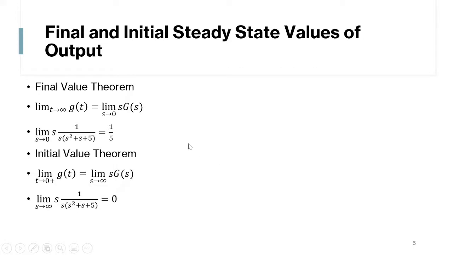Then we are going to find our final and initial steady state values of the output using the final value theorem and the initial value theorem. Using the formulas, just plug in your transfer function G(s) and find the limit according to the formula. Here we find the limit as S approaches 0, which was 1/5. For the initial value theorem, you have to use it as S approaches infinity, which gives you a 0.